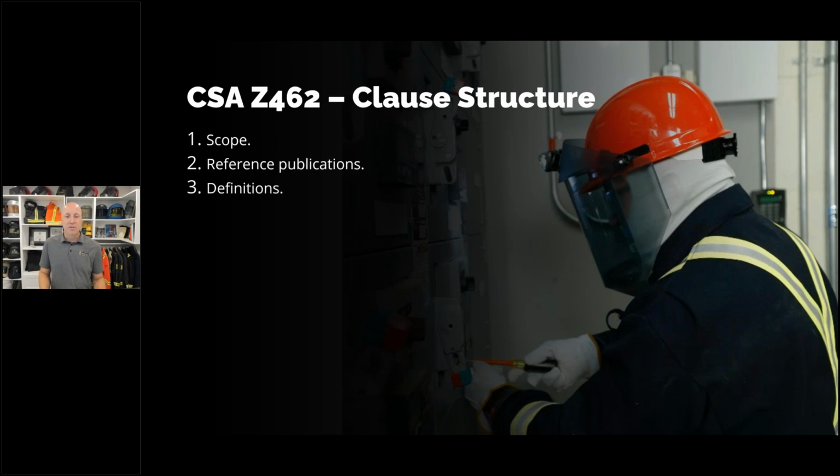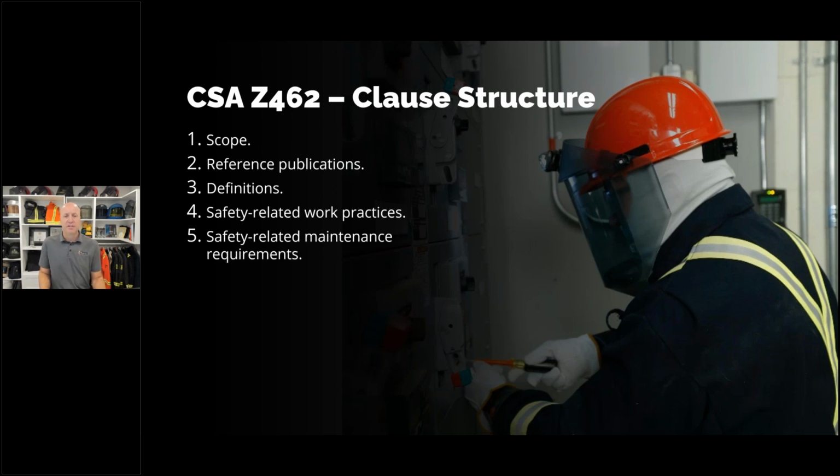So the Z462 standard is built on the following clause structure. There's scope, reference publications, definitions, and safety-related work practices. Section 4 is where we spend most of our time in today's presentation. That is where we cover the working with electrical hazards section in the standard. Then we get into maintenance requirements, which is section 5, and section 6 is for special equipment. And then we have annexes.